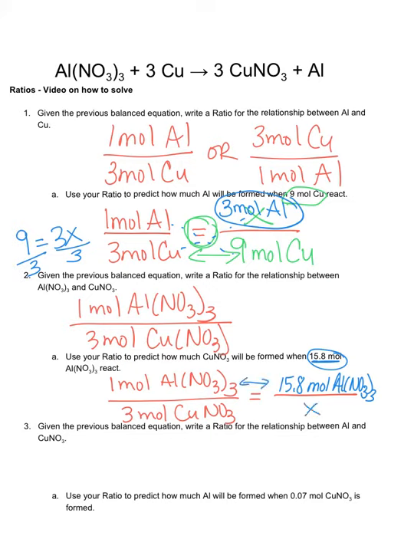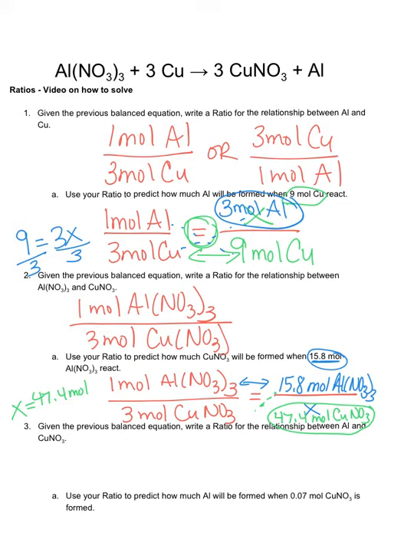This is X. I'm going to cross multiply, and when I cross multiply, it's going to be 15.8 times 3, which is going to give me 47.4 moles equals 1 times X, which is just X. So my answer is going to be 47.4 moles of CuNO3. That's my answer for that next one.